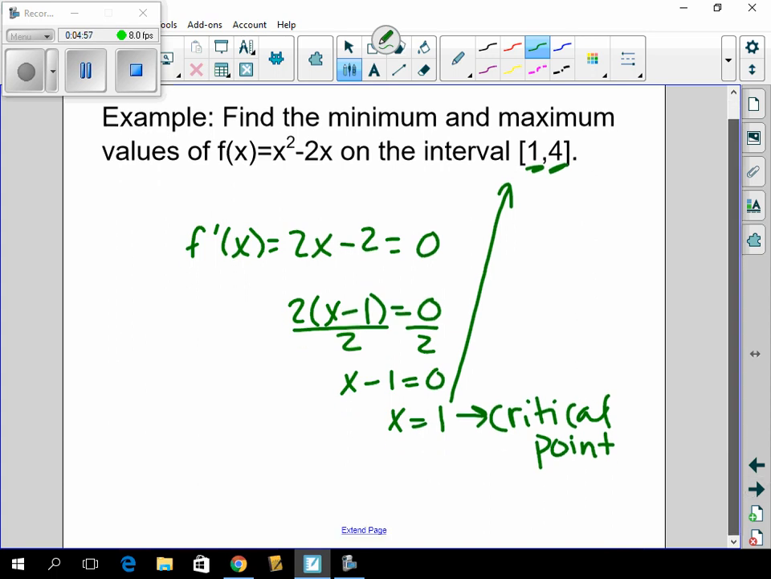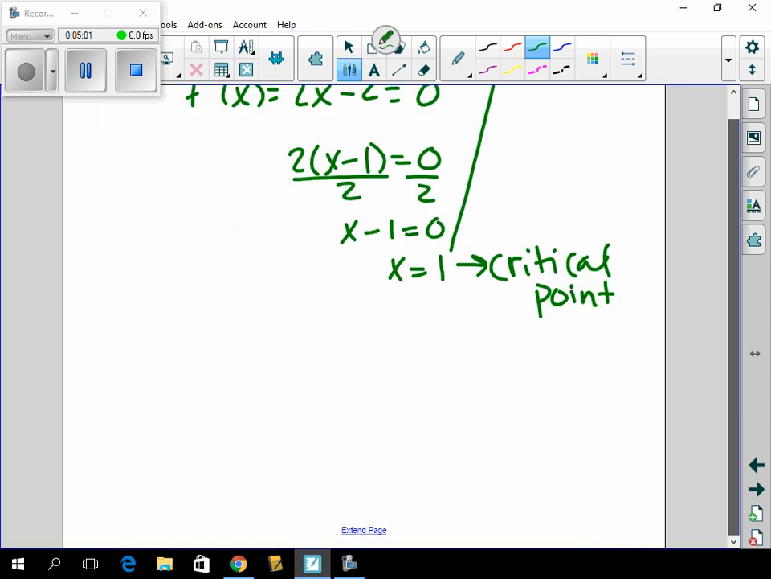When I'm testing for minimums and maximums on an interval, I have to test the endpoints as well. So I'm going to be looking at x equals 1 and x equals 4. So now I found my critical point and I have my endpoints. Now I'm just going to plug in f of 1 and f of 4.